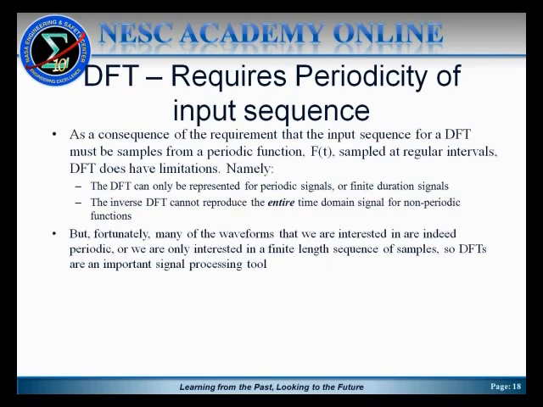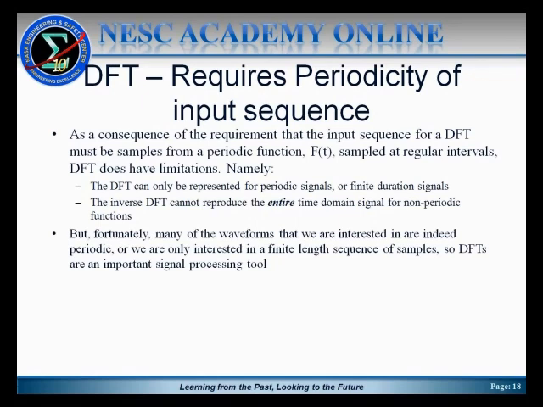Now again, recall that we said before, the whole concept of discrete Fourier transform requires that the input sequence be periodic. As a consequence of this requirement, the DFT must contain samples from a periodic function f of t sampled at some regular intervals. And so that introduces limitations in the analysis techniques.